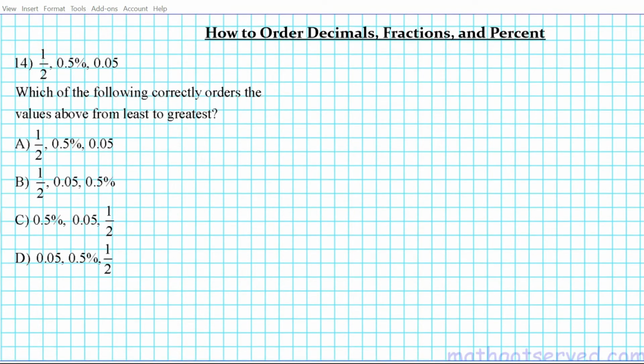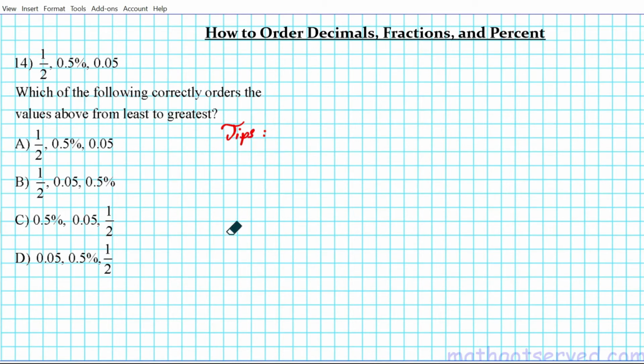Okay, in question number 14, we're looking at how to order decimals, a combination of decimals, fractions, and percent. All right, the question reads, out of 1/2, 0.5%, and 0.05, which of the following correctly orders the values above from least to greatest?